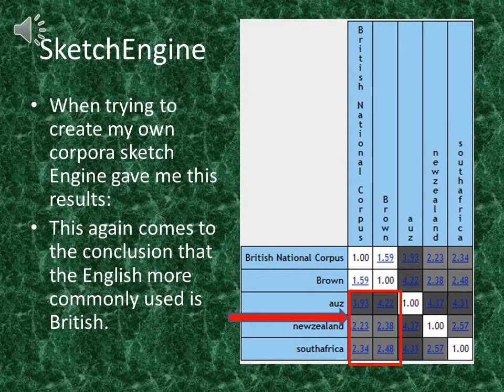Here I have used the corpus I attempted to create using Sketch Engine to compare against the British National Corpus and the Brown corpus. Here you see that all have more in common with the British National Corpus than the Brown corpus, and by a larger margin than before.